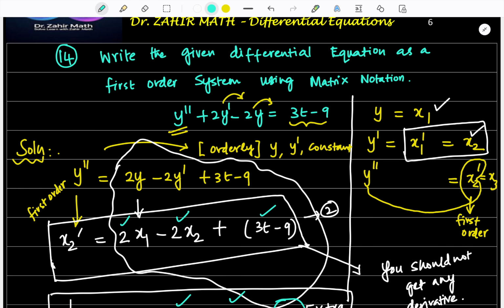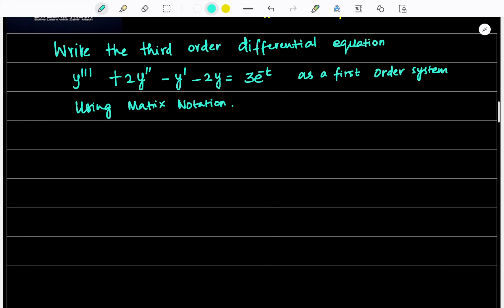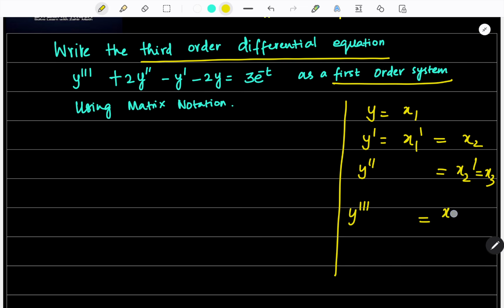So let us do one more question, this time with a third order derivative. Okay, let me go to third order. Write the third order differential equation as a first order system. Same formula I'm going to use. y equals x1. y dash is equal to x1 dash, which is equal to x2. y double dash is x2 dash, which is equal to x3. And y triple dash is x3 dash, which is equal to x4.